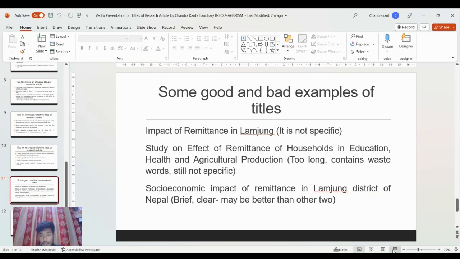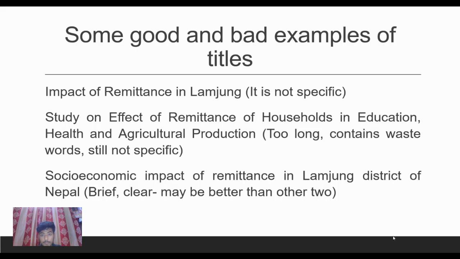Here are some examples of good and bad titles. First one is "Impact of remittance in Lomjung." This title is not specific. It is not specific on what factor the author wants to study the impact of remittance. Second example is "Study on effect of remittance of household in education, health and agriculture production."